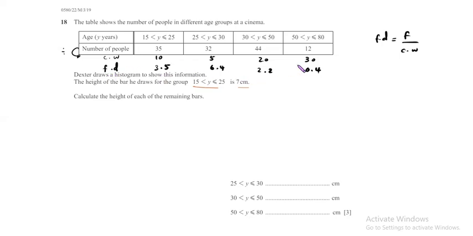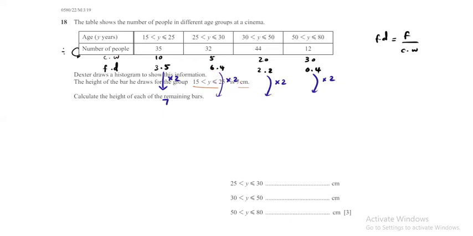Now I know the frequency density. Now this has to be related with the height of each of the bars. It clearly states in the first part of the question that the 15 to 20 centimeter class interval has a height of 7 centimeters, which means this 3.5 is 7 centimeters. So for me to make this 3.5 into a 7, I need to times it by 2. I must do the same thing for this 6.4, this 2.2, and this 0.4 as well. These will be the heights of each of these bars.